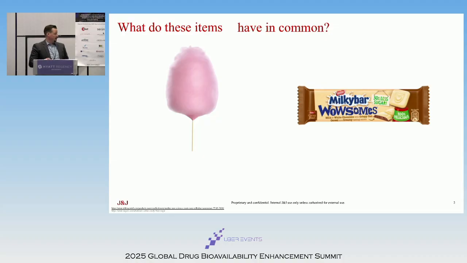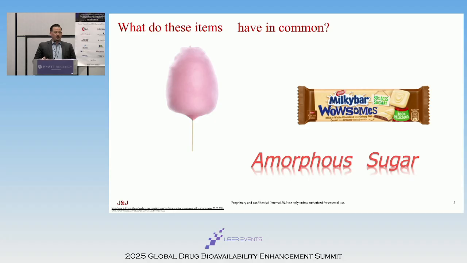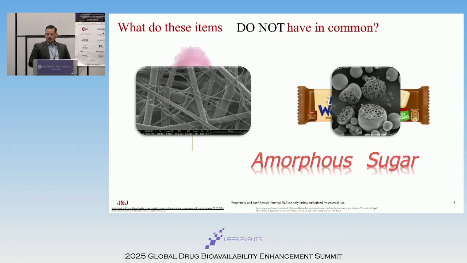So here we can see some cotton candy and a Nestle Milky Bar. So what do these two things have in common other than the fact that they contain sugar? They contain amorphous sugar. So here, the structure of the sugar has been altered in a way that it can actually increase the dissolution and in turn will improve the desired effect of sweetness. So what do these two things have that are not in common? Their amorphous sugars are very, very different structurally.